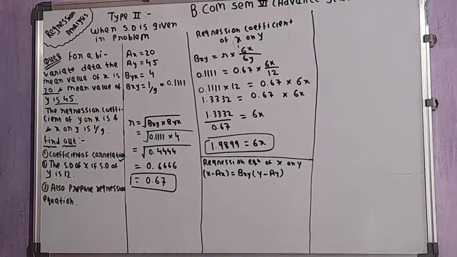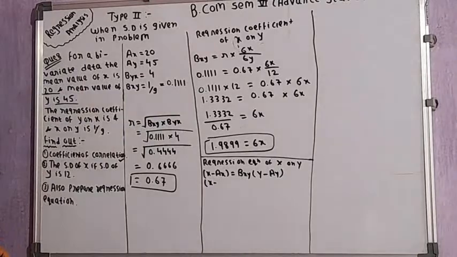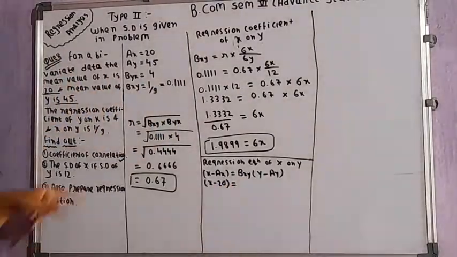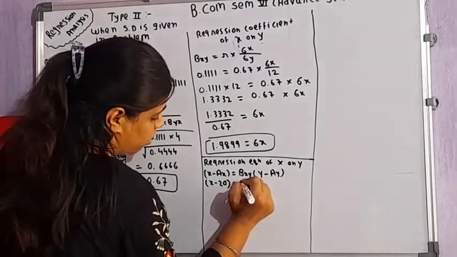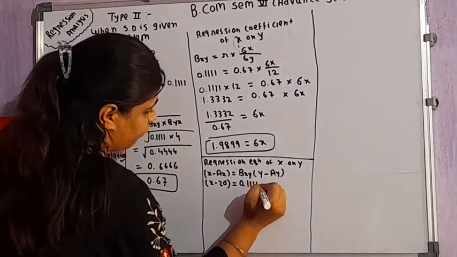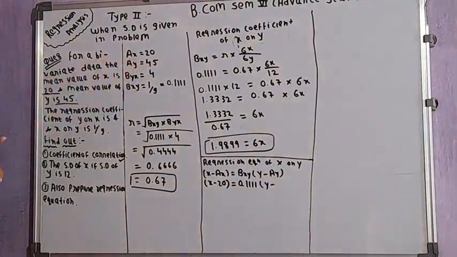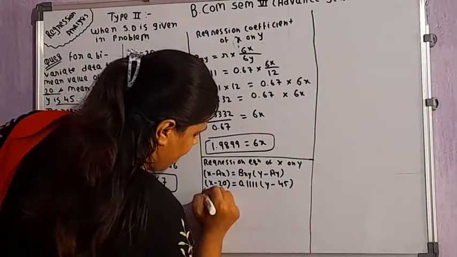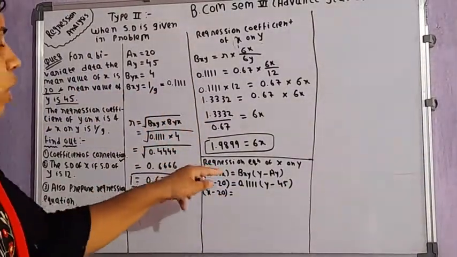Now we have to put the values. X would be as it is. What is the value of ax? 20, which is already given in the problem. Then what is the value of bxy? 0.1111. That is also given in the problem. What is the value of ay? 45. That is also given in the problem. Okay. So x minus 20 is equals to 0.1111 into y.